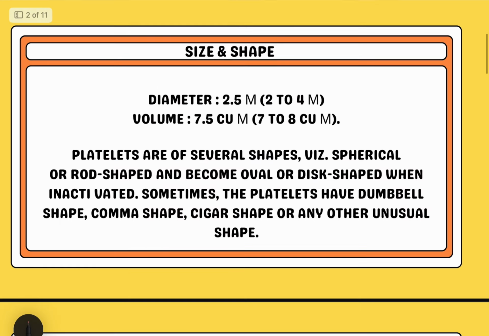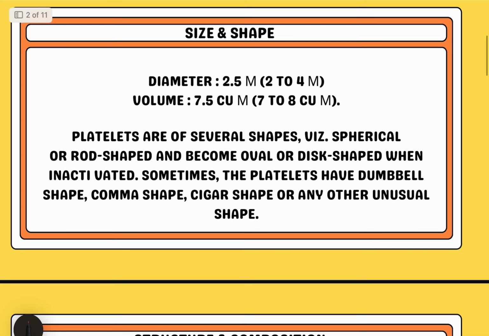Next, coming to the size and shape. If we look into the size, the diameter ranges from 2 to 4 micrometers with an average of 2.5 micrometers, and the volume ranges from 7 to 8 cubic micrometers on average.